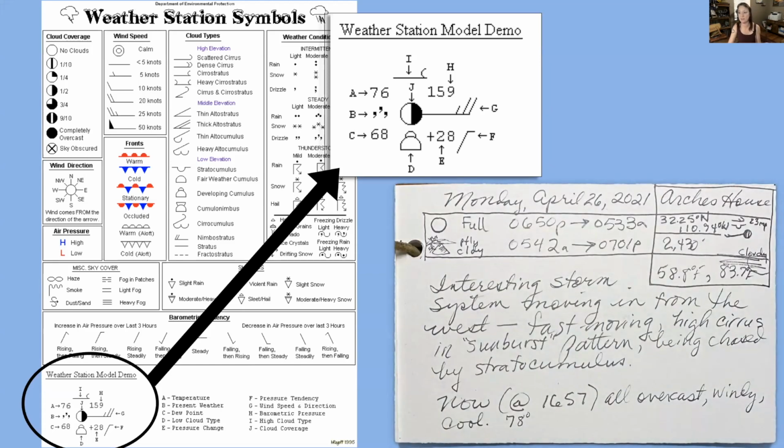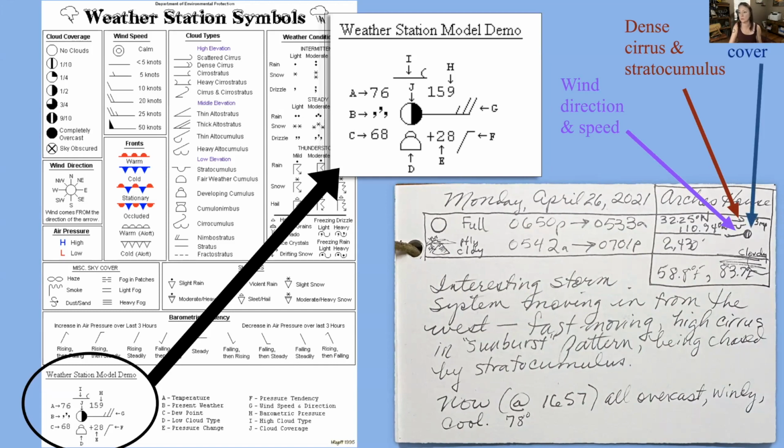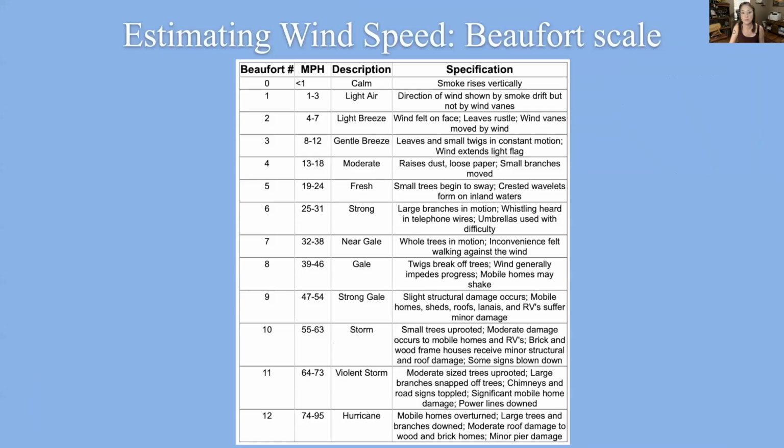And I've sort of adapted that in my journals. So I put in the symbol for the wind direction and speed and the cloud cover, and then the cloud symbols. And I'll also put in various other things too, just depending on what information I have handy. So you can also estimate wind speed. If you don't have an anemometer, you can estimate it using this chart.